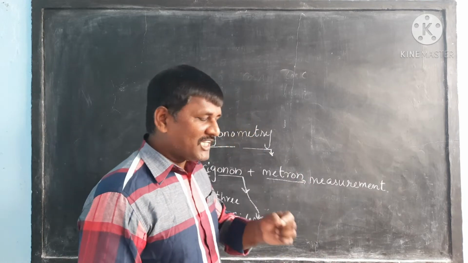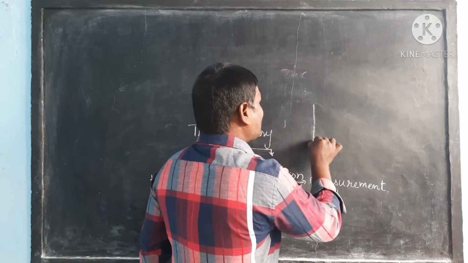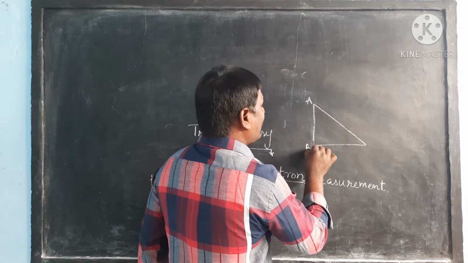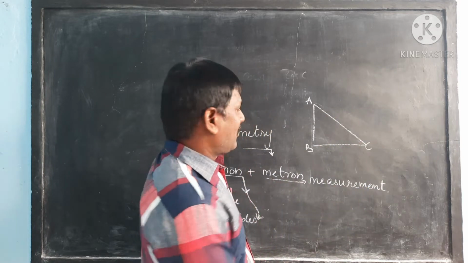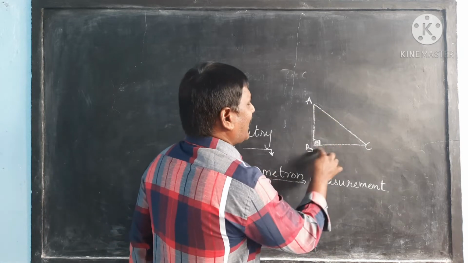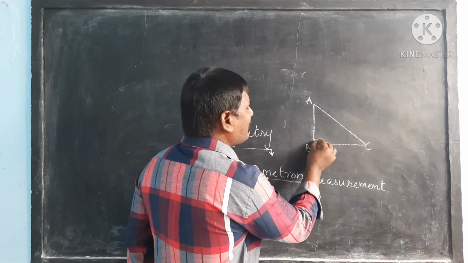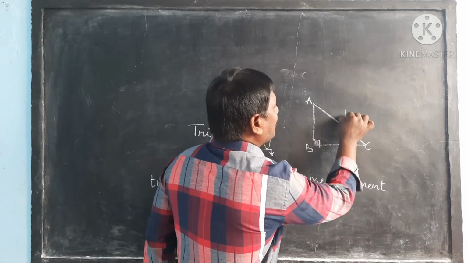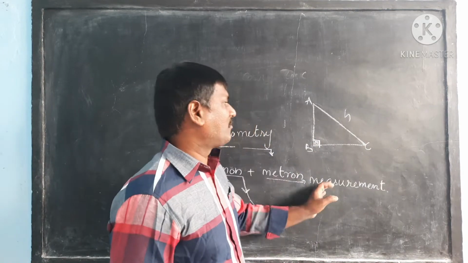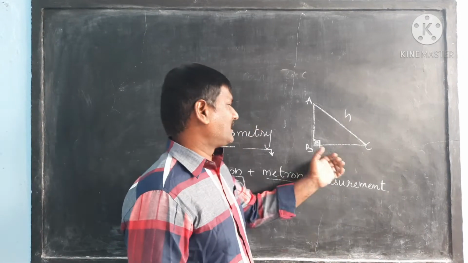Now let us study the relationship between the angles and sides of a right angle triangle. Let us draw a right angle triangle. Let the name be ABC. Let angle B be a right angle. So it is a triangle ABC in which angle B is a right angle. Now, AC will be the hypotenuse. This is because the side opposite to the right angle is the hypotenuse, and it is also the longest side of triangle ABC.